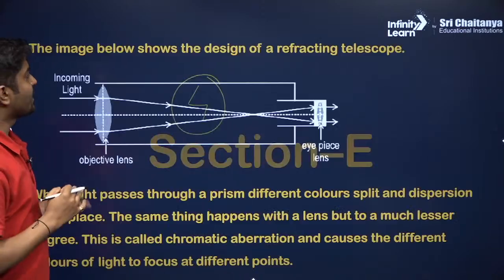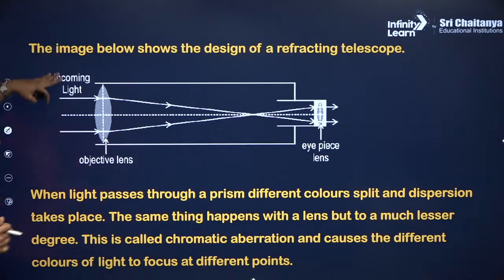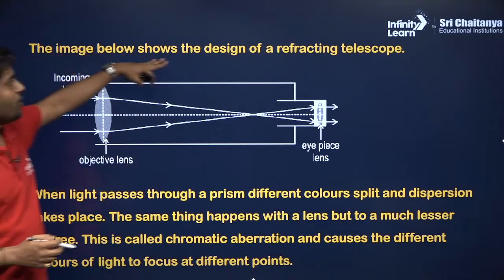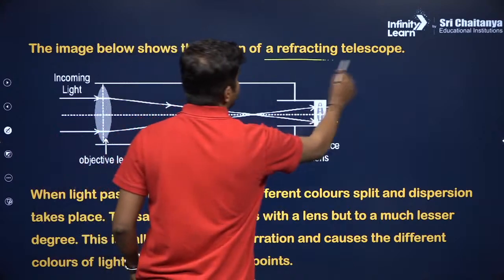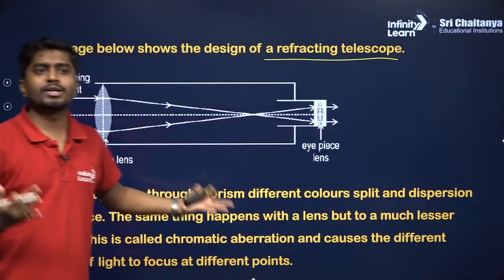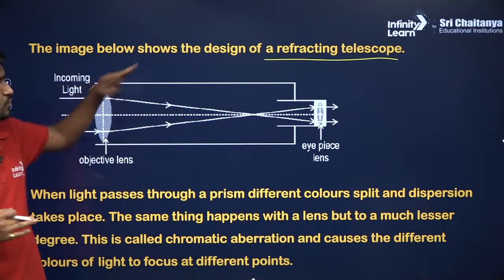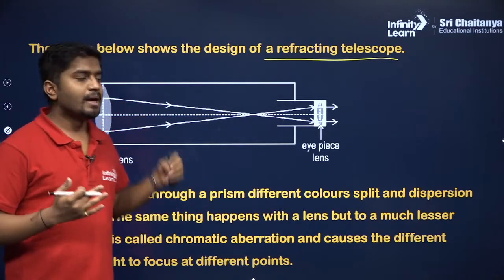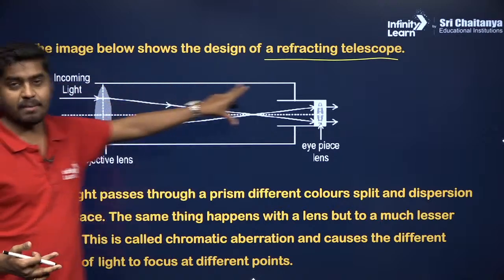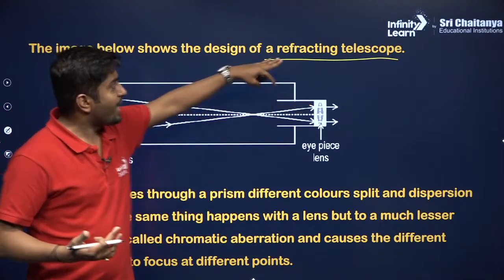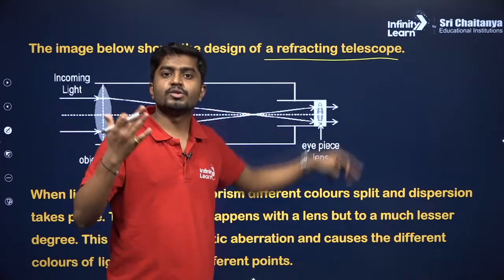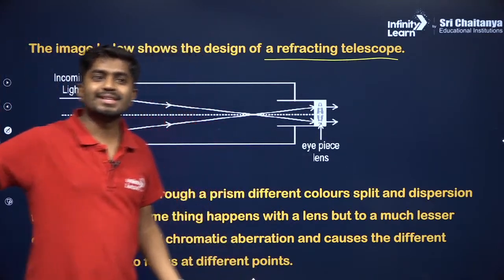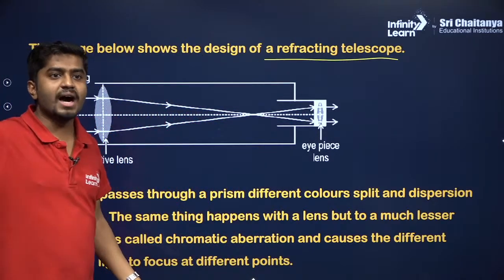So let's find out. You see here, the image below is the refracting telescope. We never heard about the telescope in grade 10th. The telescope is not in the syllabus, so that's why we never studied it. But this is a ray diagram for the telescope. So why do we use the telescope? The telescope is used to look at the stars, which are very far away.